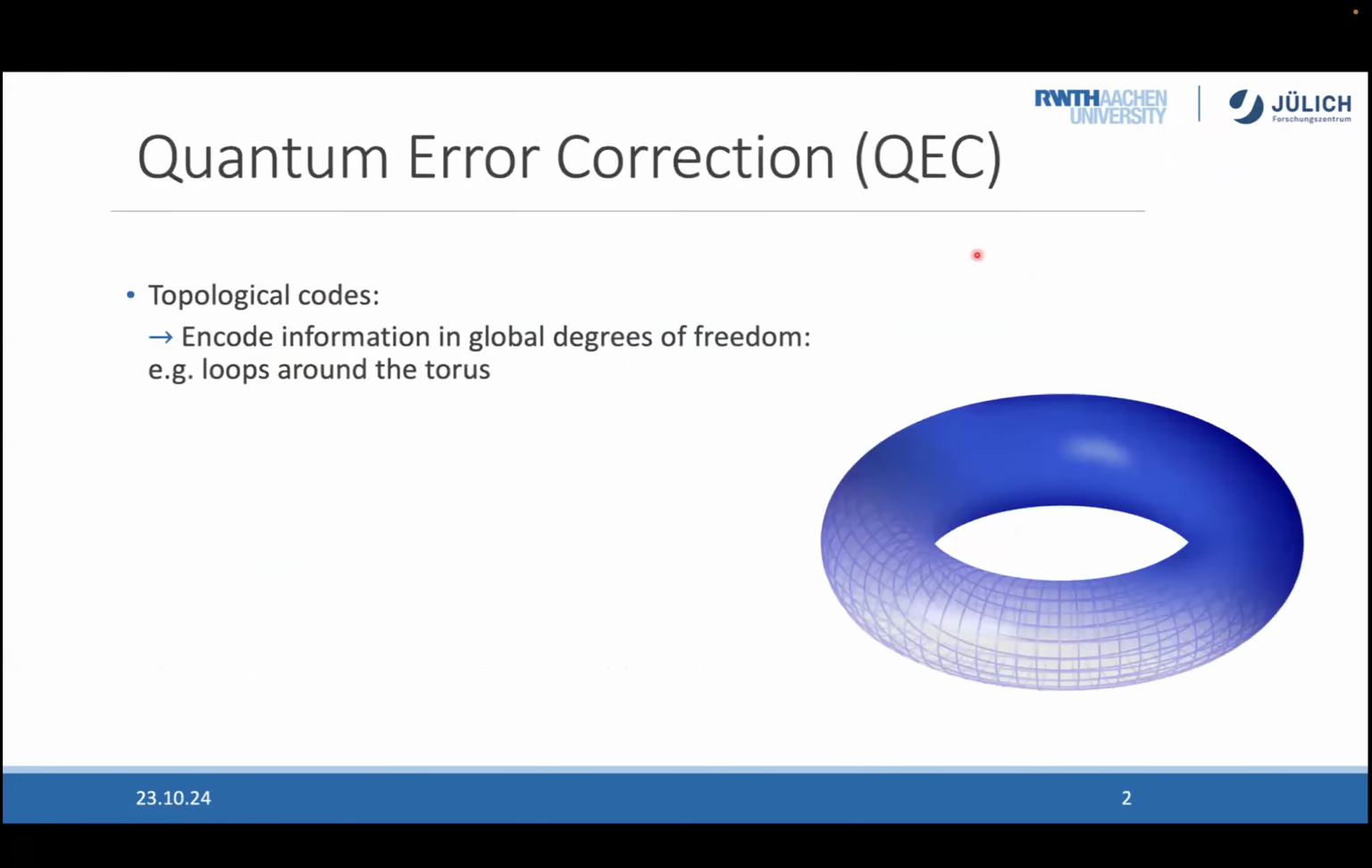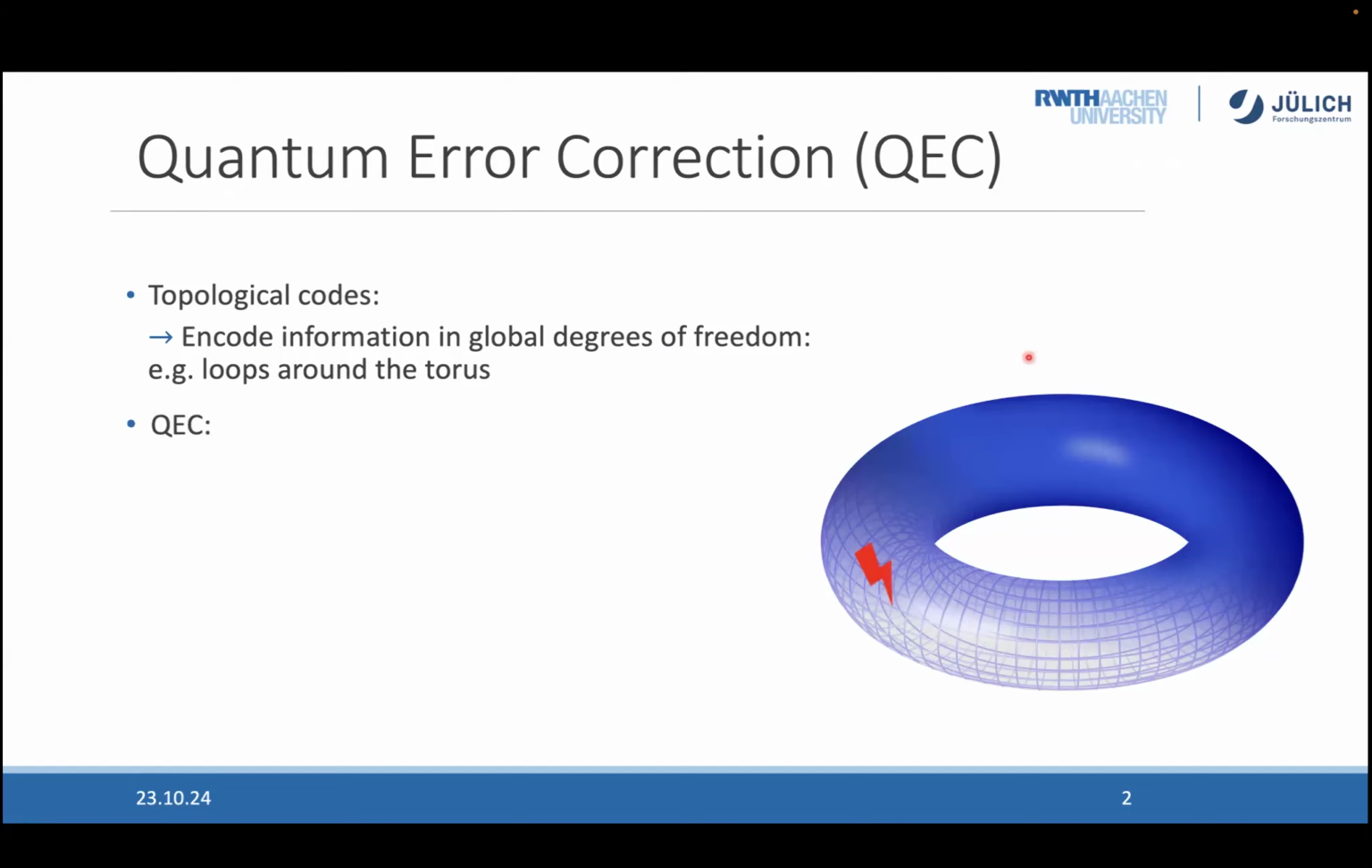Okay. So the general idea in quantum error correction is to encode information not on a single physical qubit, but on multiple qubits, so that if some error occurs and, for example, a qubit is flipped, we can still recover the initially encoded information. One example are these topological codes where information is encoded in these global degrees of freedom. For example, in this case, loops around a torus.